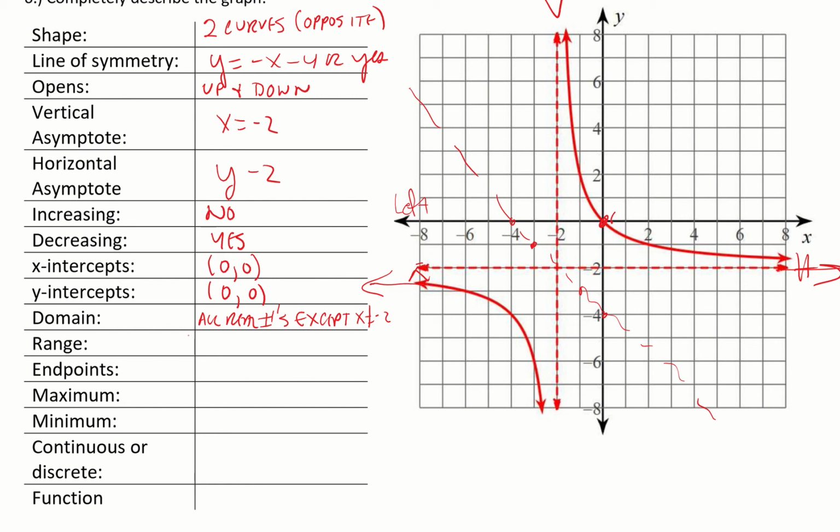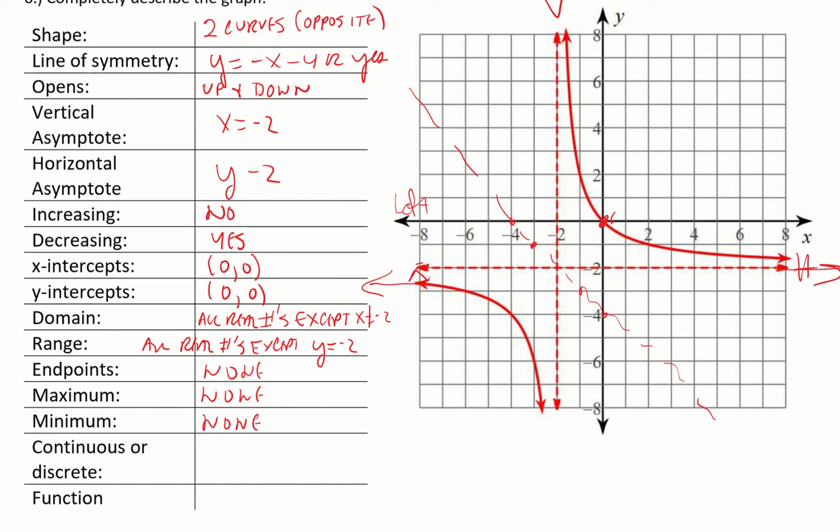And the range is the same thing. It's going to be all real numbers except y equals negative 2. Are there any endpoints? No. Is there a maximum? No, or none. Minimum? None.